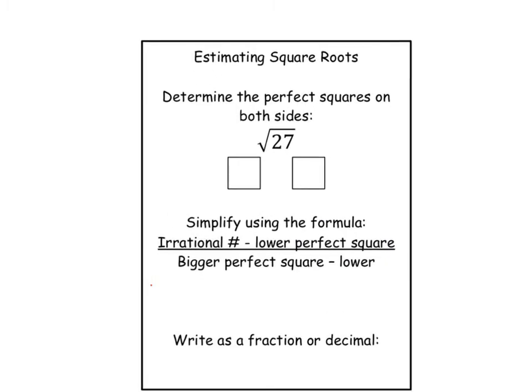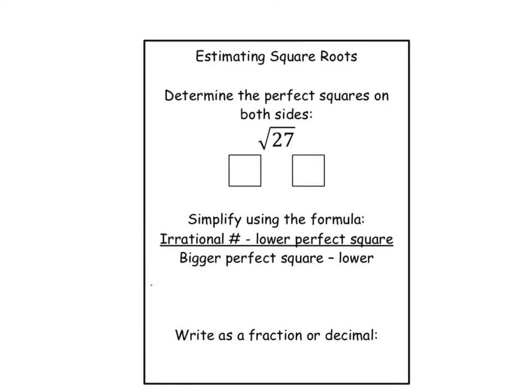Okay, so we are going to start with estimating square roots. It's the top left section on your page. And we are going to estimate the square root of 27. And 27 is not a perfect square. You have to memorize the list of perfect squares from 1 to 15. So 1 squared is 1, 2 squared is 4, then 3 squared, 4 squared, 5 squared, 6 squared, all the way to 225, which is the same as 15 squared.